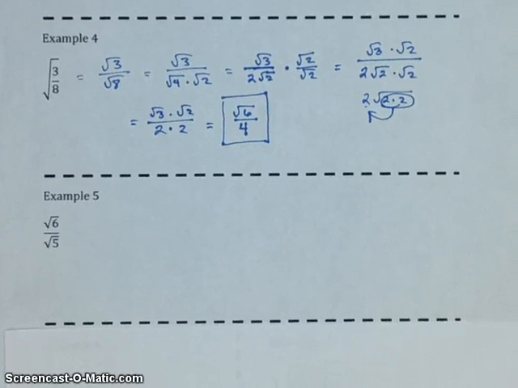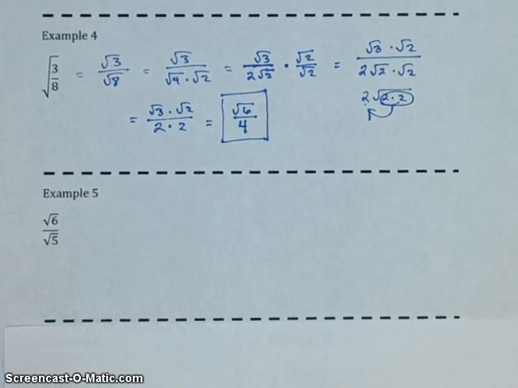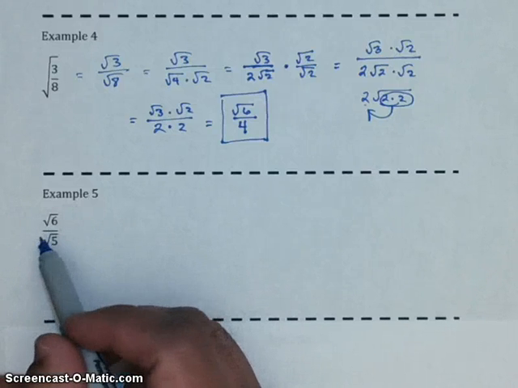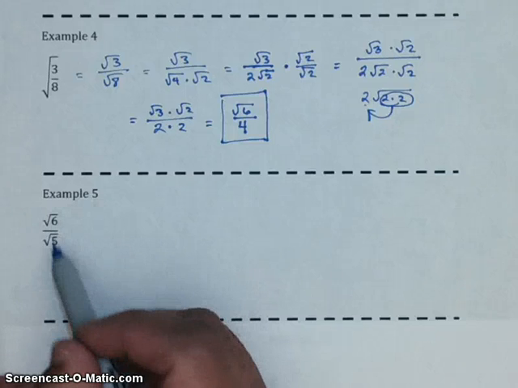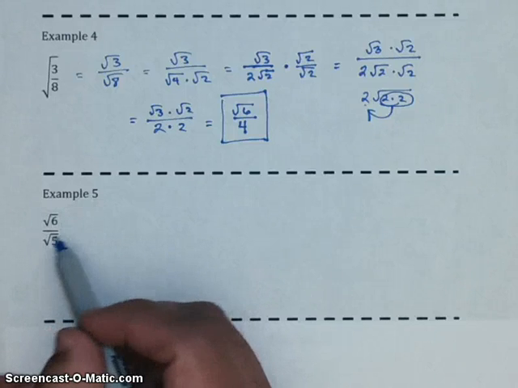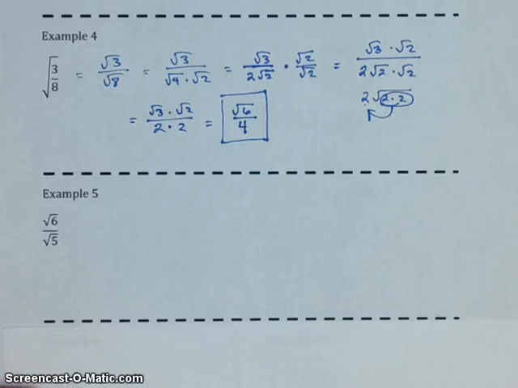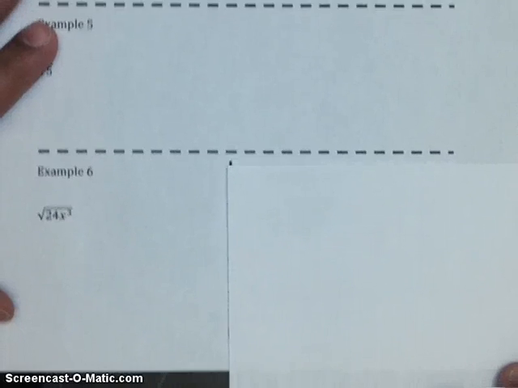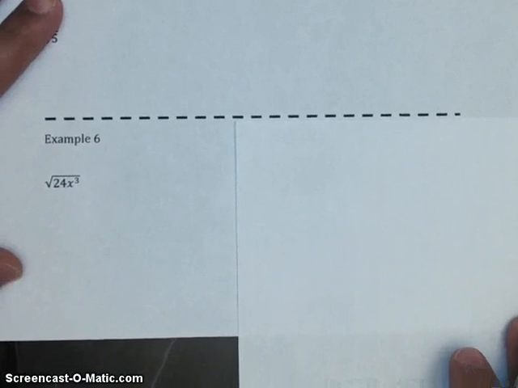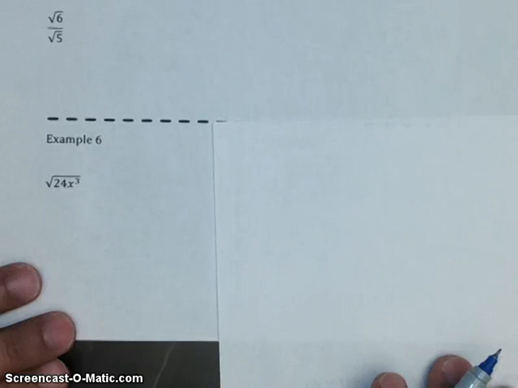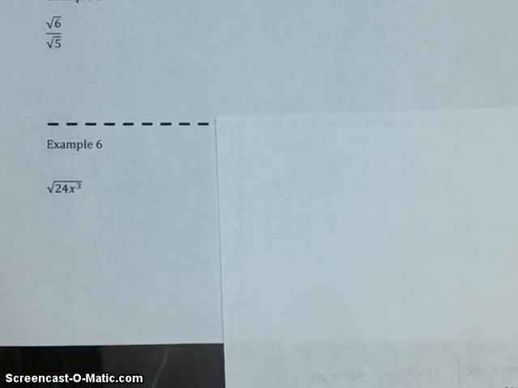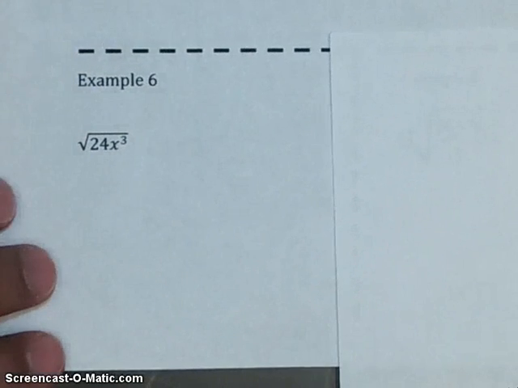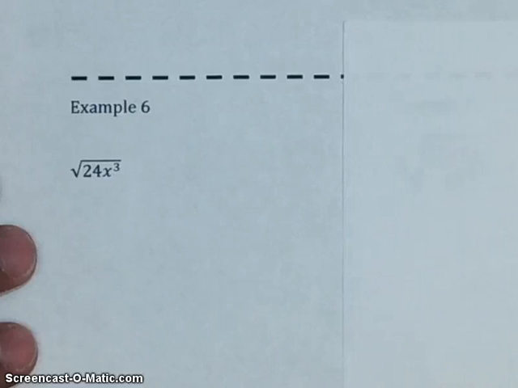Alright, now example 5 is another one that I want you to do on your own. I'm going to be checking that on your notes, so I expect to see square root of 6 over the square root of 5. I expect this to be written in simplest radical form. So I'm going to leave that one for you. I'm going to move down to example 6, and we're going to introduce some variables into this.